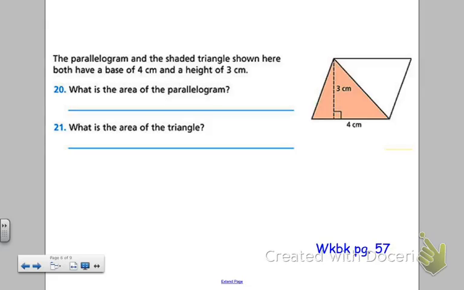So let's take a look at 20 and 21 on workbook page 57. The parallelogram and the shaded triangle shown here both have a base of 4 and a height of 3. What is the area of the parallelogram? So I know I have to do base times height. That means the area of the parallelogram is going to be 12 centimeters squared, 4 times 3. Therefore, what's the area of the shaded triangle? Well, that's going to be half the area of the parallelogram, so half of 12. The area would be 6 square centimeters.